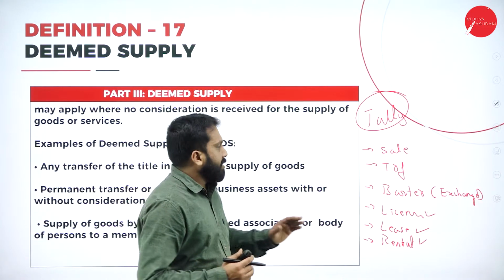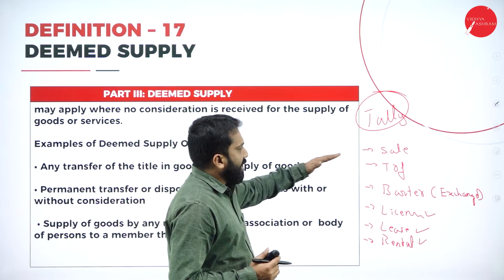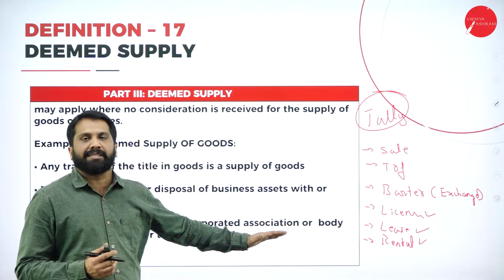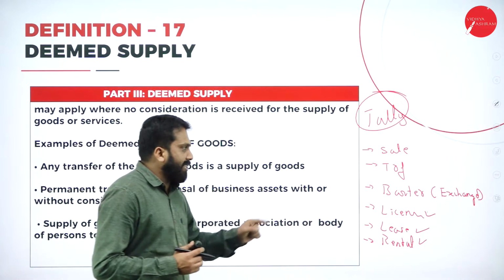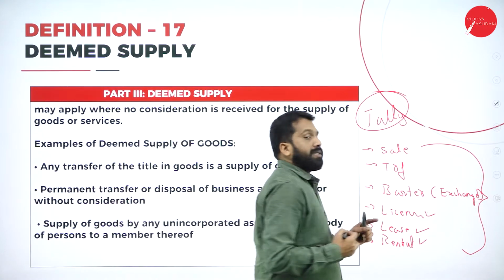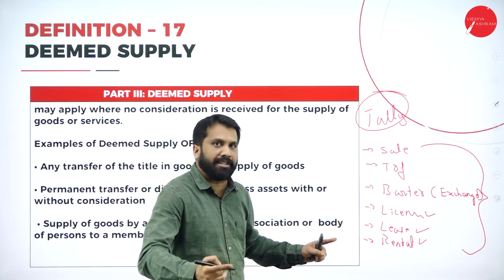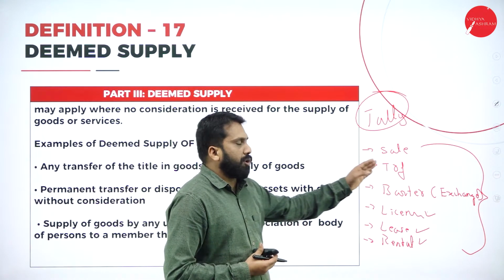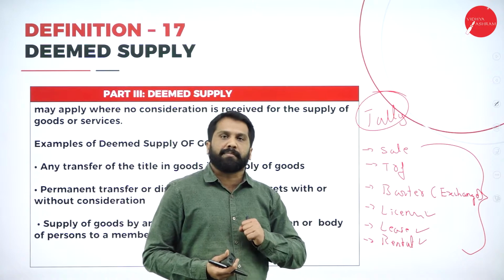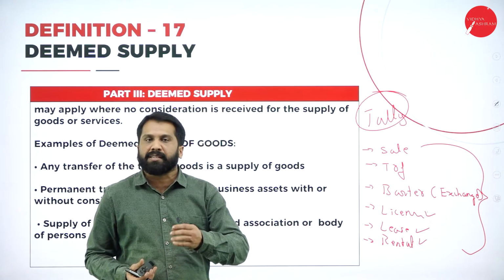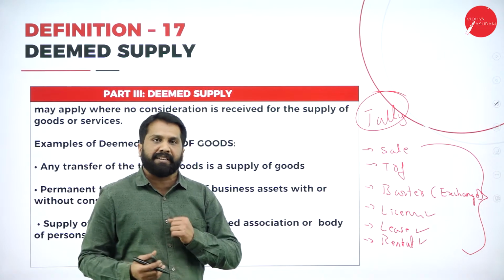What is supply? Supply includes sale, transfer, barter, license, lease as well as rental. Now, these are the things supply with consideration. What is that, with consideration? Like, if you sold something, you will get money. If you transfer from one place to another place, in return, you get revenue.